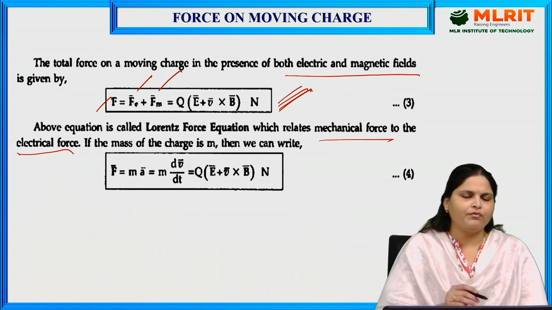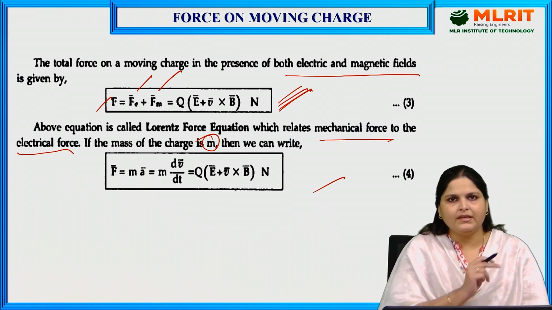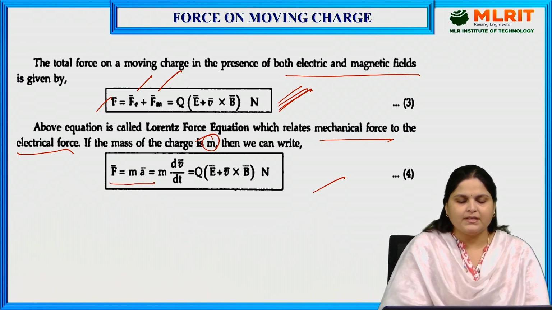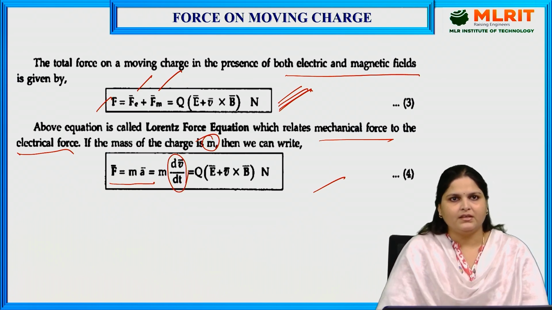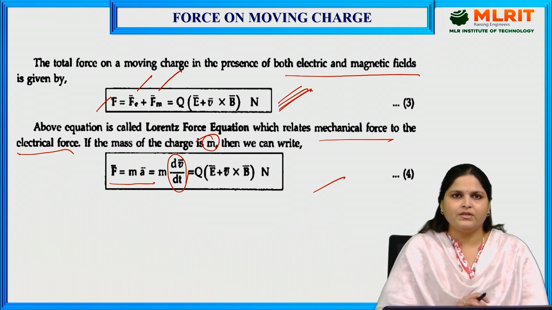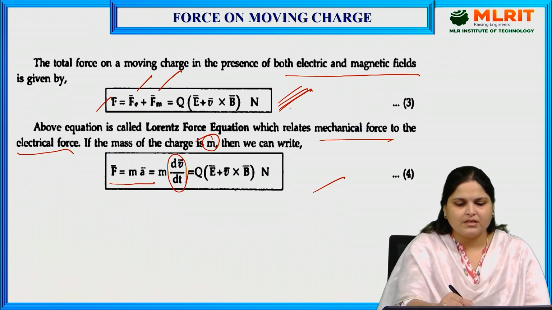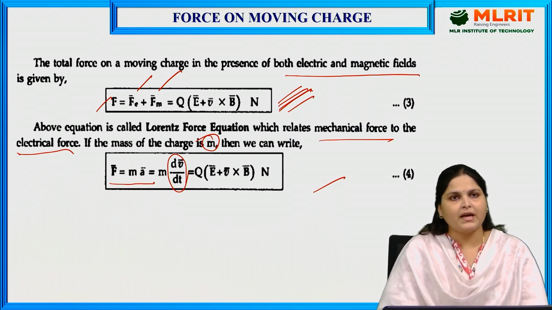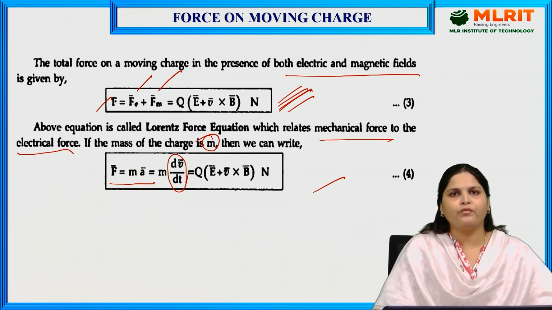Again, we can have one more formula from this. If the mass of the charge is m, then this can also be written as F equals ma, where a is acceleration, which can be written as dv by dt. So F equals ma equals m dv by dt equals Q into E plus v cross B Newton. So this is the Lorentz force equation, as well as the equation which relates mechanical force to electrical force. So this was the force on a moving charge.